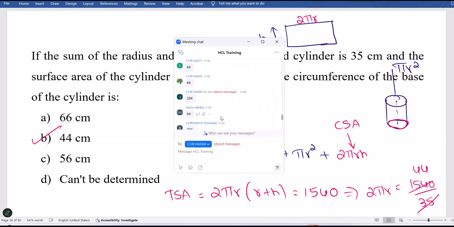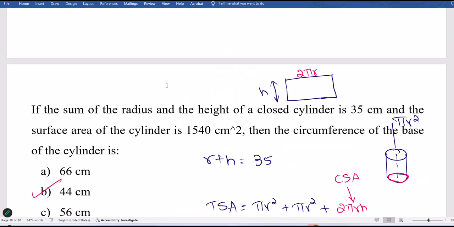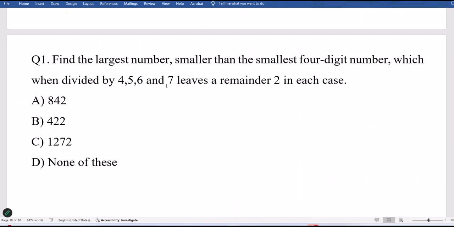Fine. So any other questions, discussion, doubts from your end? This is one good question we can say. And many people get this question wrong.